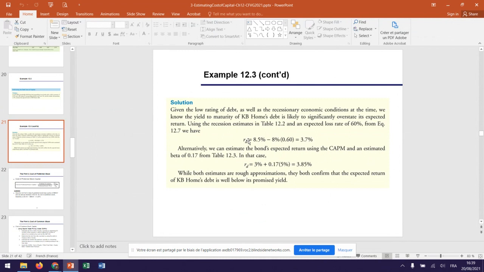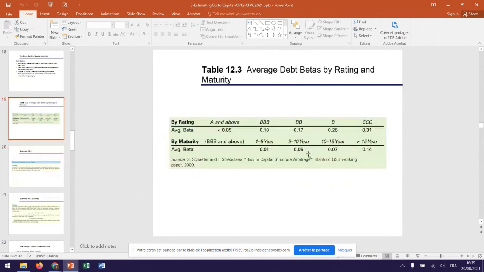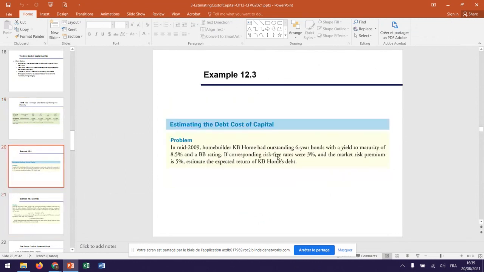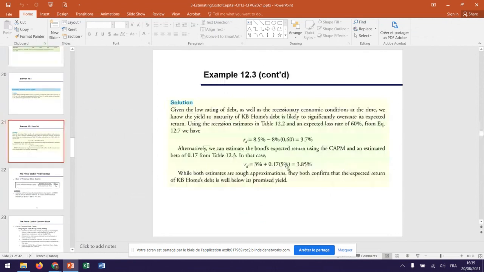If I look at using the CAPM, I'm going to go for this one. I have a double B rating, with the maturity of 6 years. What information can I get? Because it's a double B rating, I cannot use the maturity, because the maturity information is for triple B and above. So I have only this information, which is 0.17, the beta of double B bonds. Let's assume that this is the beta of a double B bond.